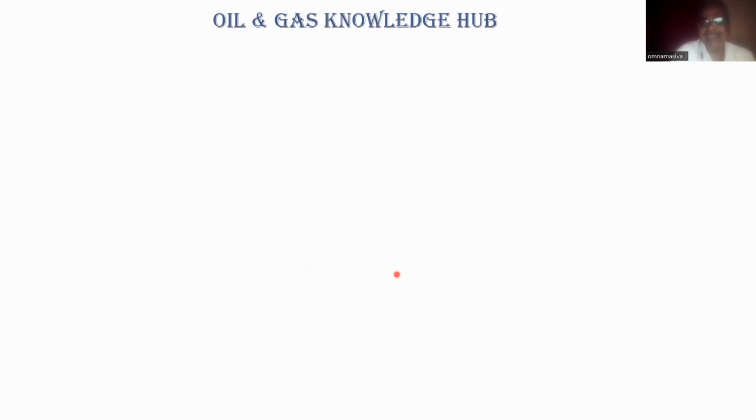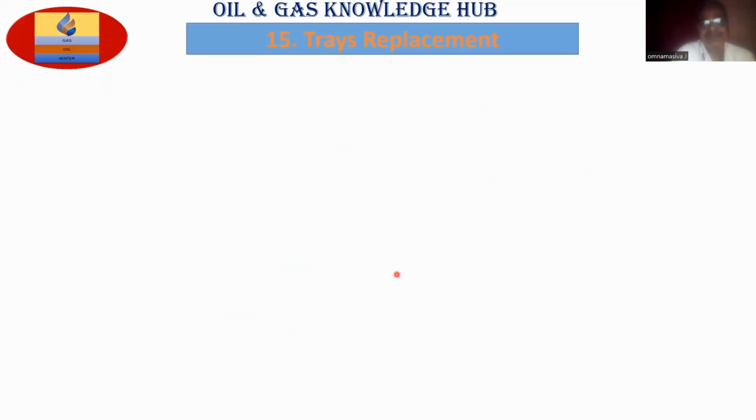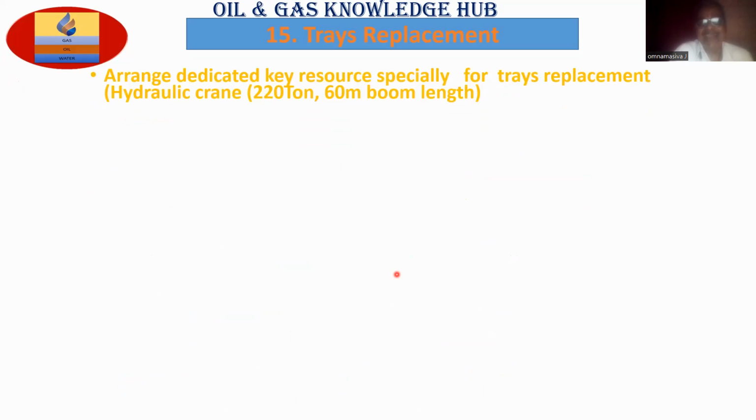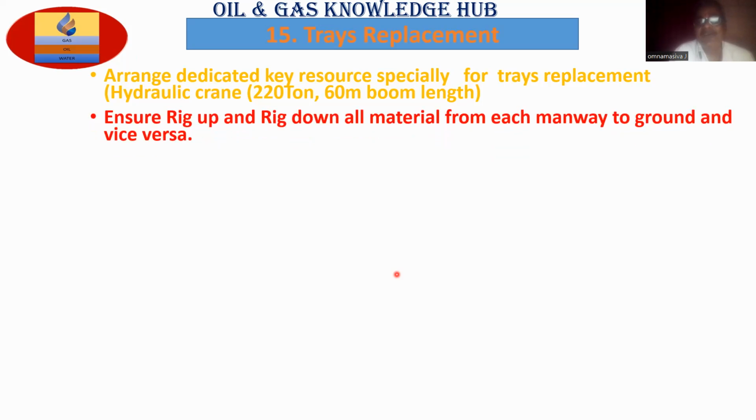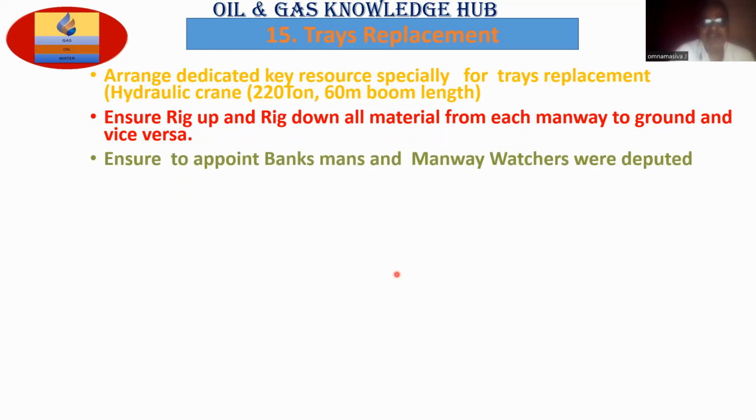Okay. Next. Arrange dedicated key resources, especially for tray replacement: hydraulic cranes, maybe 220 tons, to lift big items, lengthy booms. Ensure rig up and rig down of all material from each manway to the other manway, vice versa. Ensure to appoint banksmen and manwatchers for deputation.